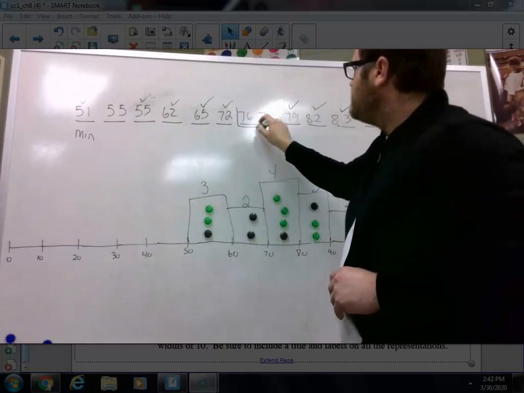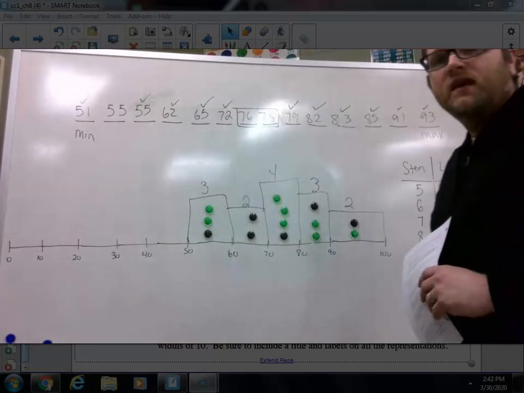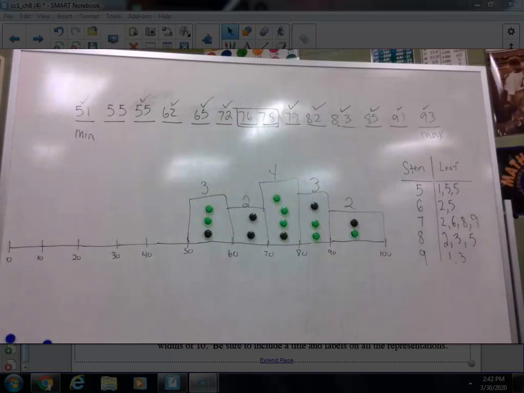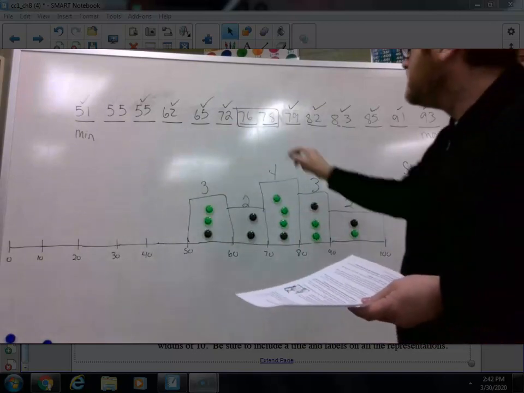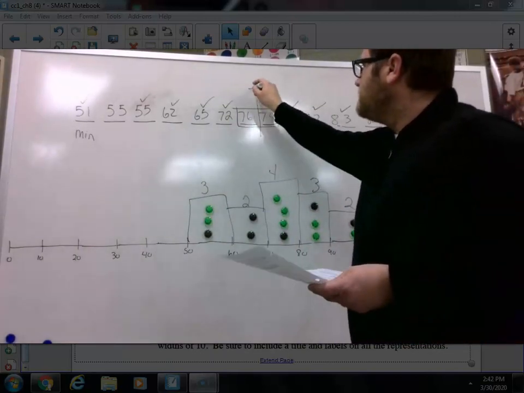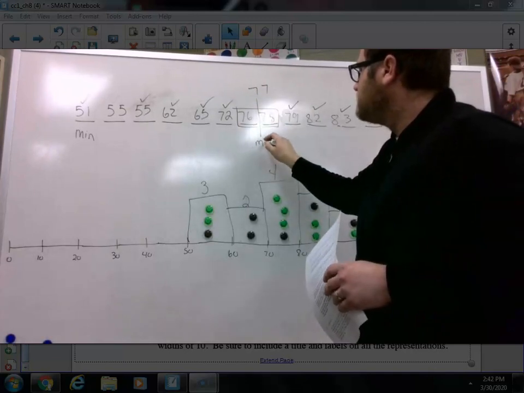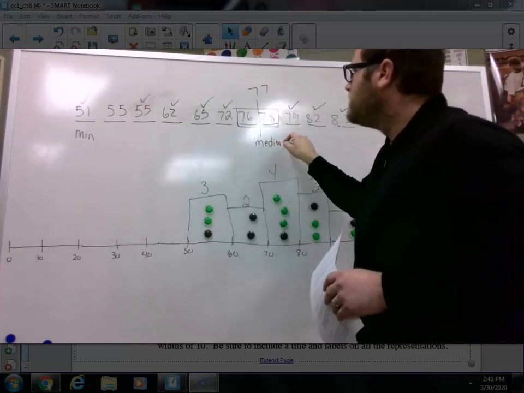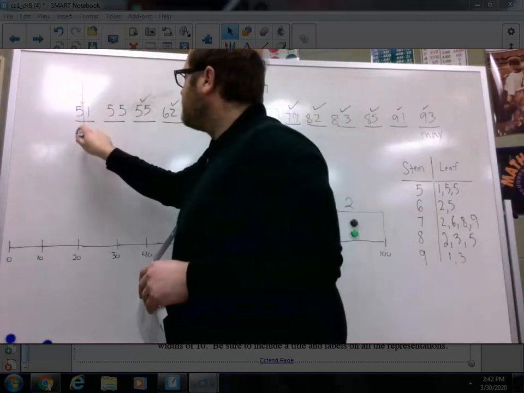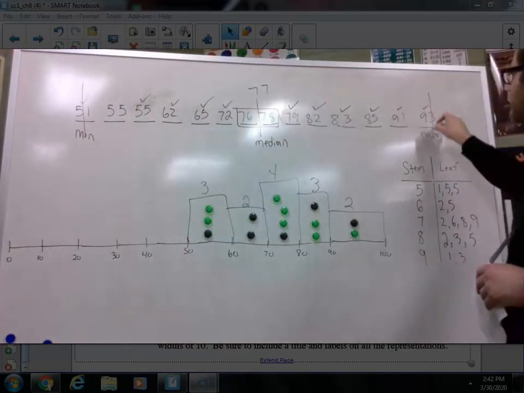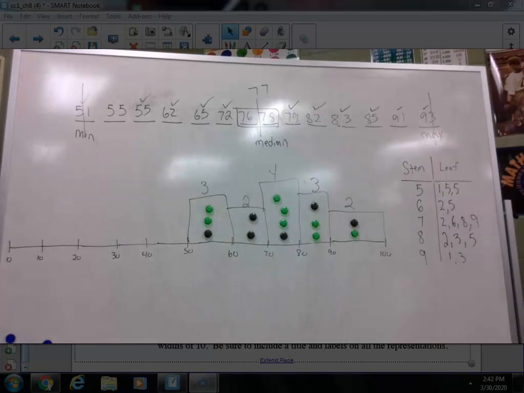And we find that we have 2 middle values, 76 and 78. So halfway between 76 and 78 would be 77. So that is our median. Okay? So we already have 3 of our 5 points. Those 3 lines represent our vertical lines of our box and whisker plot.